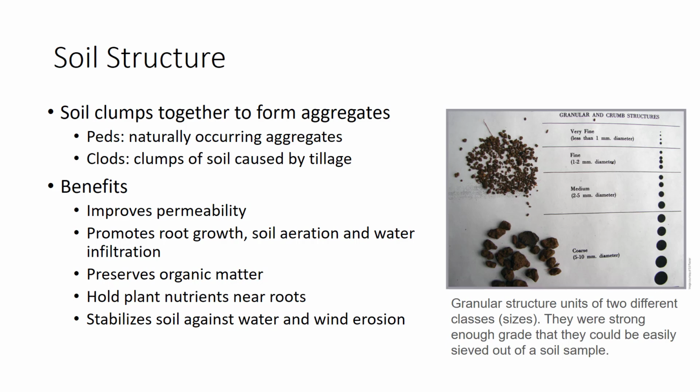Soil aggregation improves soil fertility and quality by its functions. By improving permeability, it promotes root growth, soil aeration, and infiltration of water into the soil. Carbon inside the soil aggregates is protected from rapid decay, so it preserves soil organic matter. Aggregates can hold plant nutrients near plant roots. Finally, aggregation stabilizes soil against water and wind erosion by improving water infiltration and generating larger particles that move less readily in wind and water. The degree of soil aggregation is an indicator of soil quality.